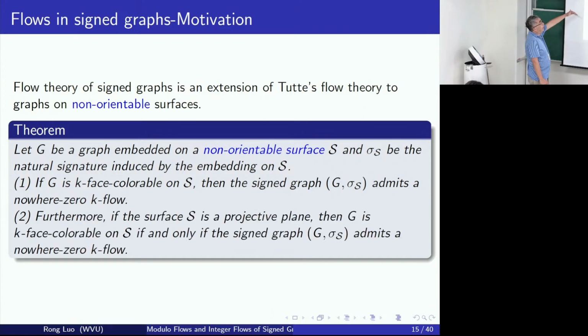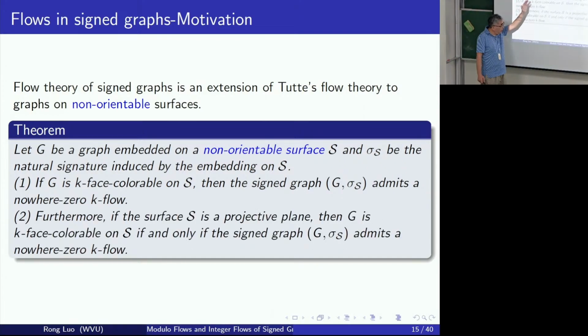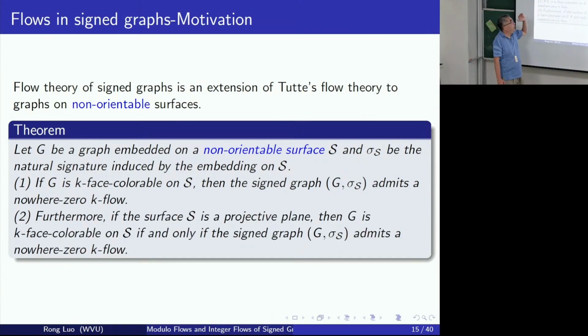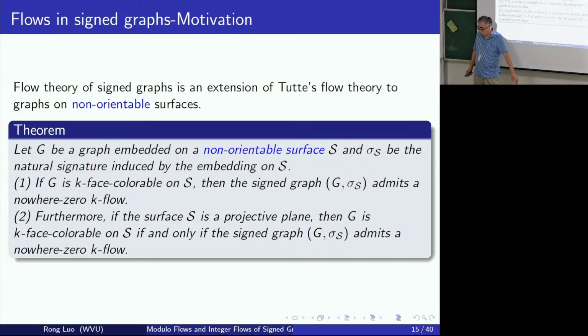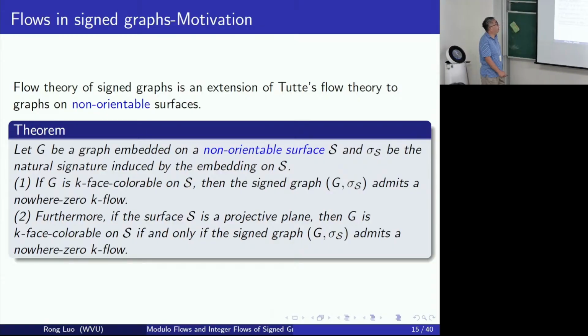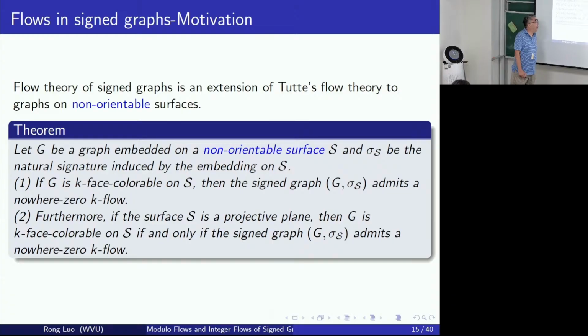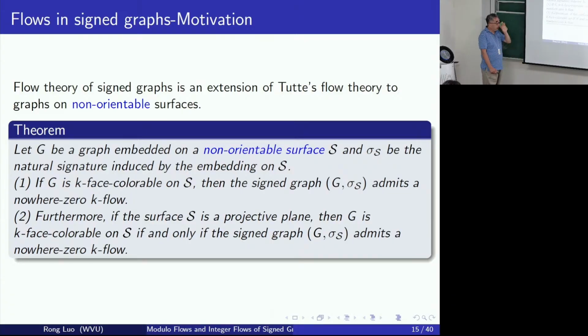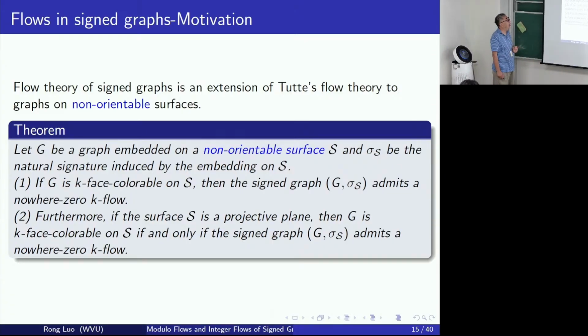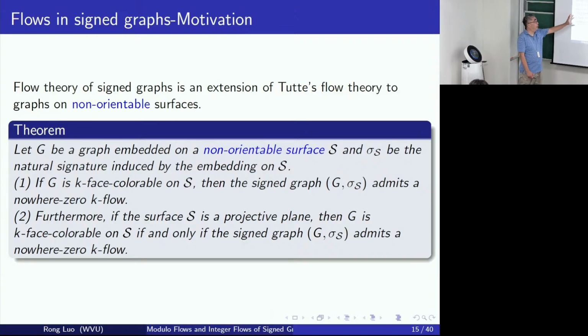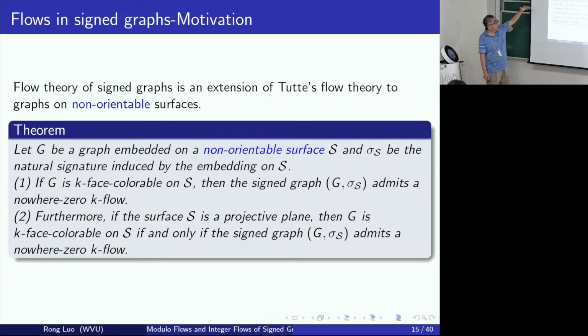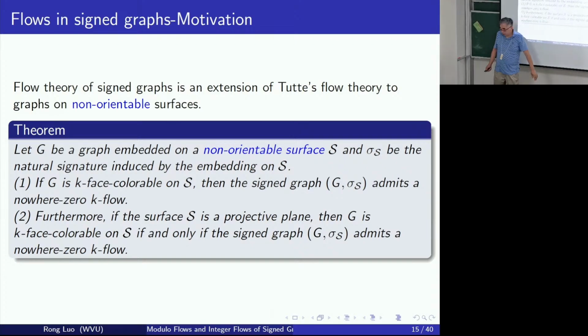Just like for the unsigned case on the sphere, where K-face colorability is equivalent to a K-flow, for the projective plane we still have this equivalence. We can prove that G is K-face colorable on the projective plane if and only if the induced signed graph admits a nowhere-zero K-flow. So for the projective plane, they're equivalent. But in general, K-face colorability implies a K-flow. That's one direction.